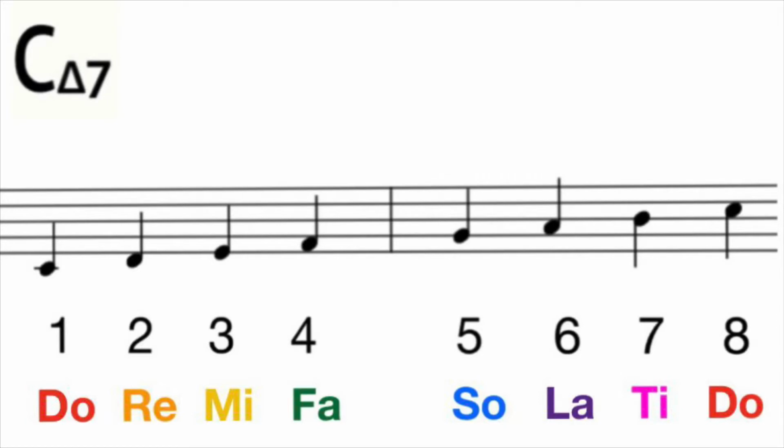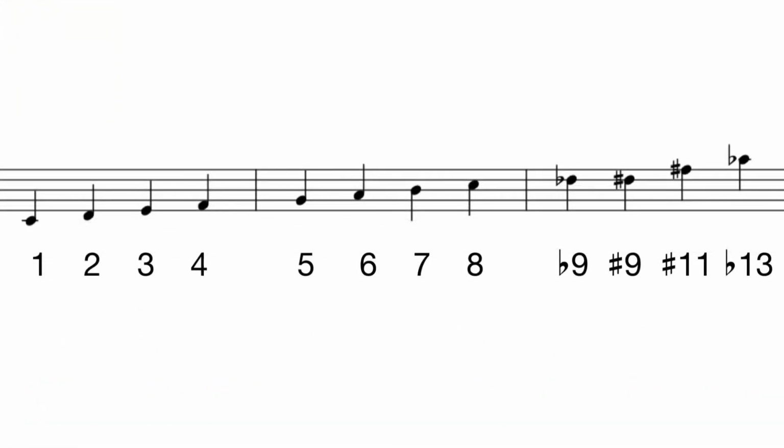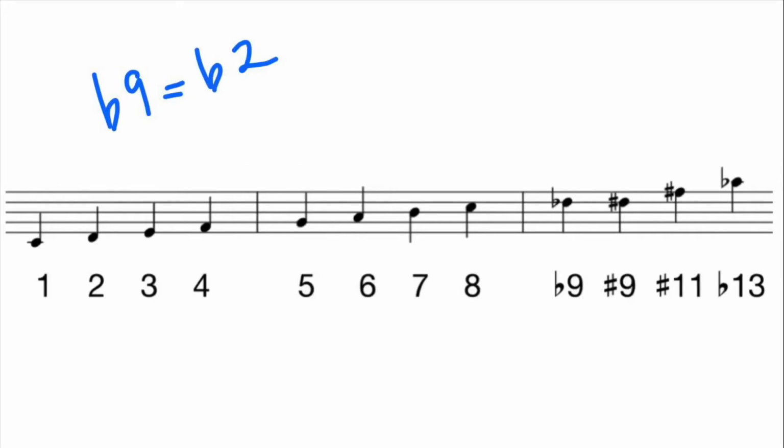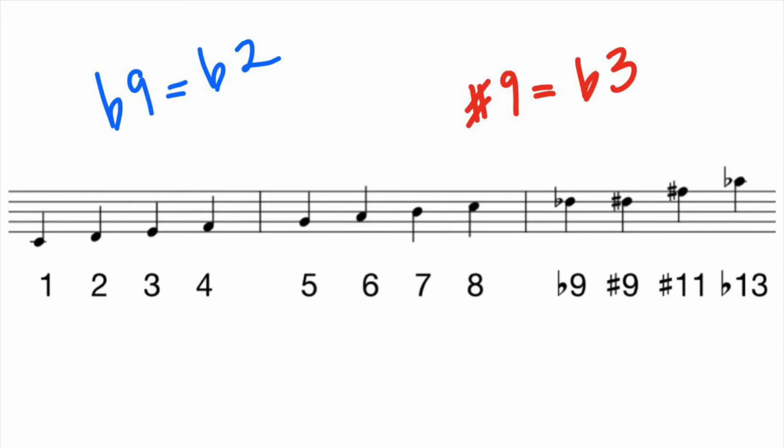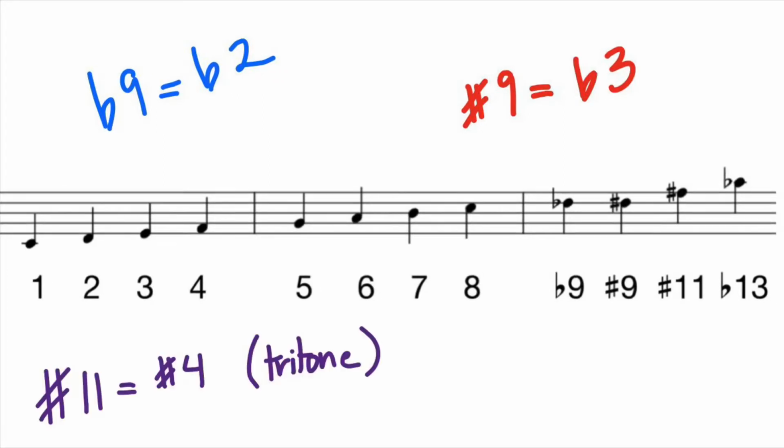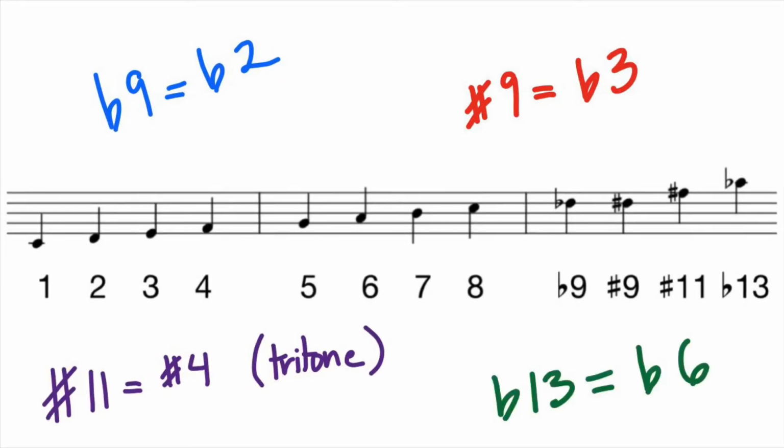For the sake of chord extensions, we also go above 8: flat 9, sharp 11, flat 13. That's only for pianists though. If you're a wind player, it might be easier for you to understand them with their equivalencies. So flat 9 is the same thing as flat 2, sharp 9 is the same thing as flat 3, sharp 11 is just the tritone, and flat 13 is the same as flat 6.